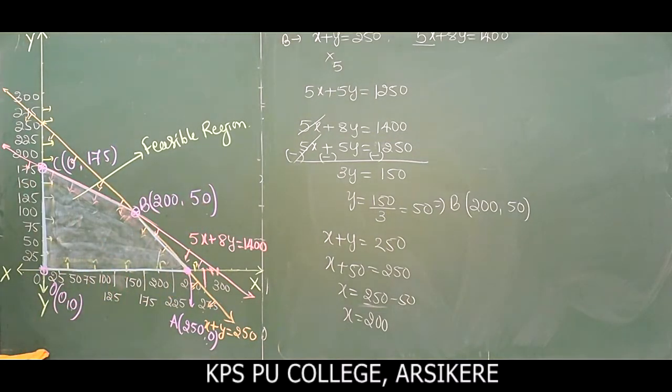So after plotting the point B, we have already plotted the points A, B, C and O. What is the feasible region here? O, A, B, C is the feasible region. Right. So take a pause and note down all the things that I have written here.